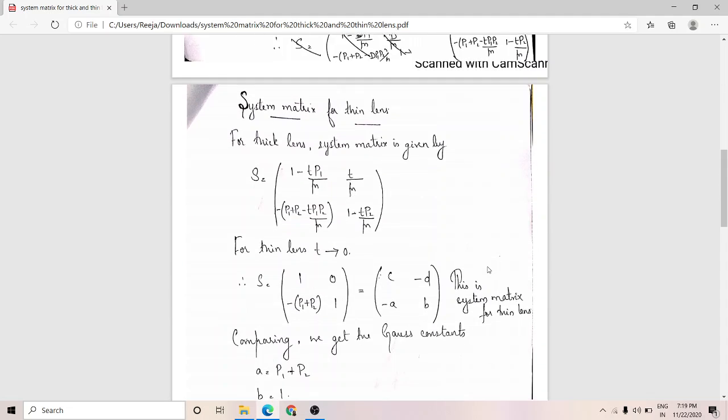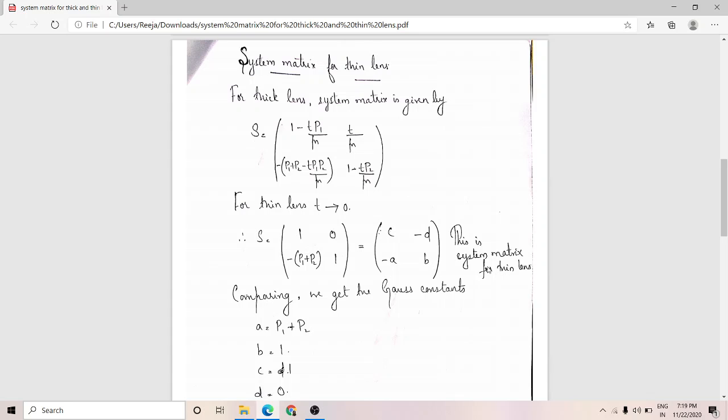But when you go to the system matrix for a thin lens, there is a bit of change. For a thick lens, the system matrix we have written just now in this manner. But for a thin lens, T tends to 0. So all the terms involving T become 0, and you get the system matrix as 1, 0, minus of P1 plus P2, and 1. So this is our C, D, A, B, that is the system matrix in terms of the Gauss constants. So comparing between these two, you get small a is equal to P1 plus P2, B is equal to 1, C is equal to 0, D is equal to 1.